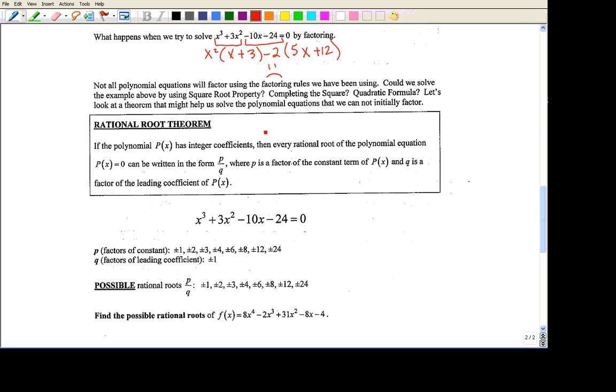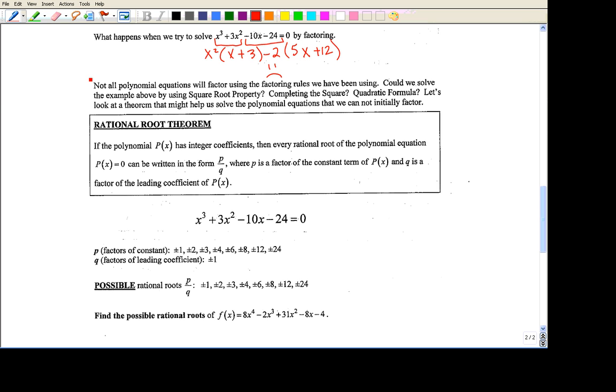But that's okay. Let's look at what this paragraph says. Not all polynomial equations will factor using the factoring rules we have been using. So could we solve the example above by using the square root property, completing the square, or the quadratic formula? Well, unfortunately, no. So let's look at the theorem that might help us solve the polynomial equations that we cannot initially factor.